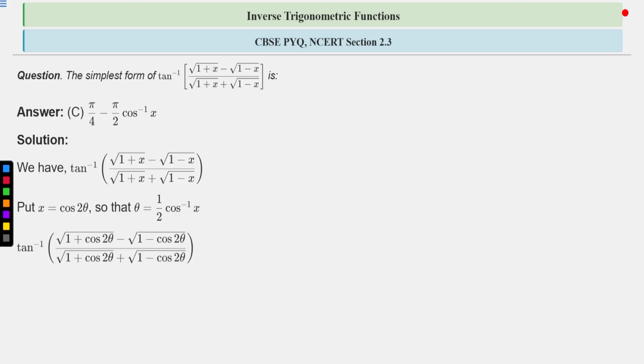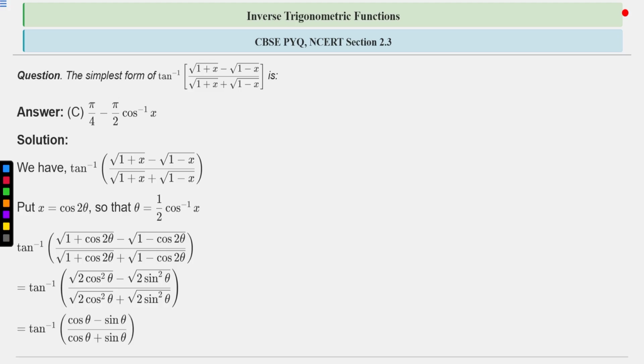So finally we can put the value of x as cos 2 theta. Therefore, we can write it as tan inverse of (root over 1 plus cos 2 theta minus root over 1 minus cos 2 theta) upon (root over 1 plus cos 2 theta plus root over 1 minus cos 2 theta), right? Finally, we can apply the formula of 1 plus cos 2 theta as 2 cos square theta, and 1 minus cos 2 theta is basically 2 sin square theta. So we can put the values. After taking root 2 common and cancelling it out in the numerator and the denominator, we will get tan inverse of (cos theta minus sin theta) upon (cos theta plus sin theta), right?